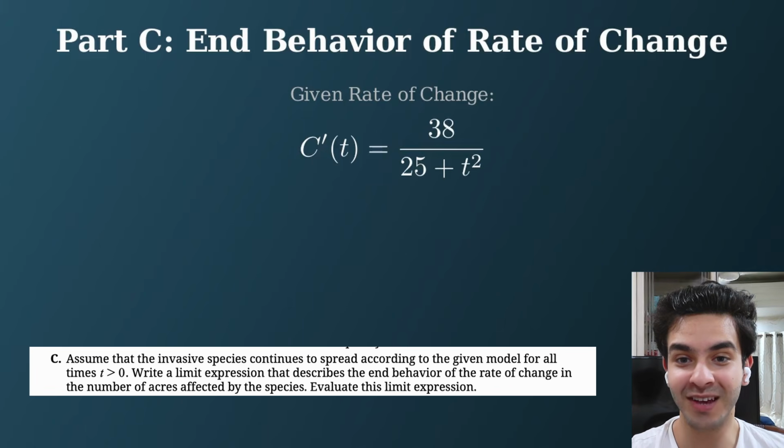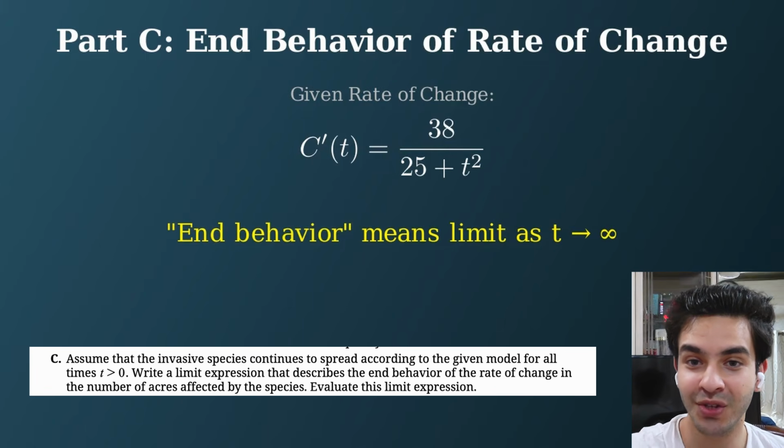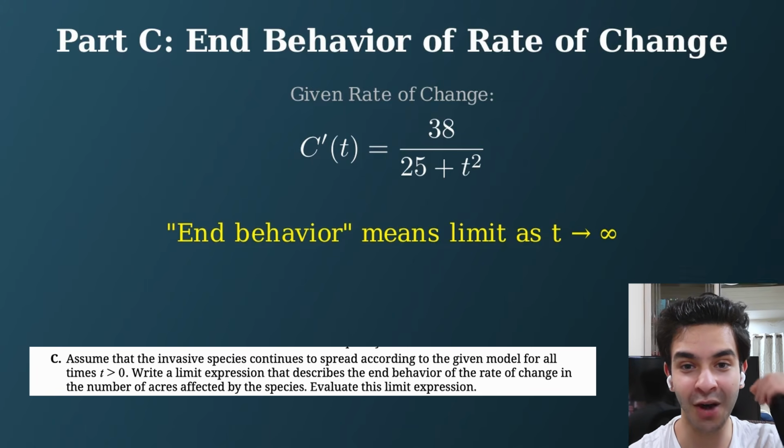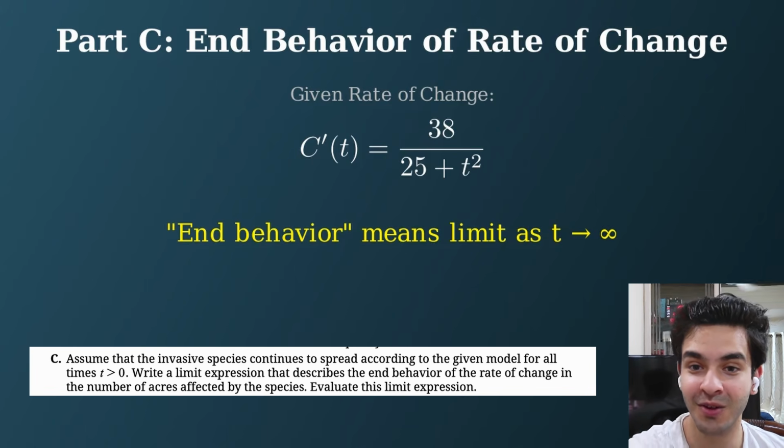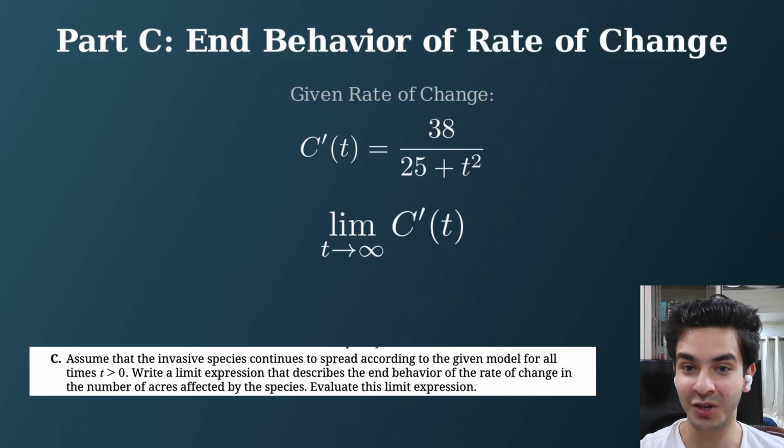The question is asking us to write a limit expression that describes the end behavior of the rate of change. This whole question is about modeling how an infection spreads over time, and so the end behavior just means as time goes on and on forever, or in other words, as t goes to infinity. And so this becomes the limit that we're dealing with.